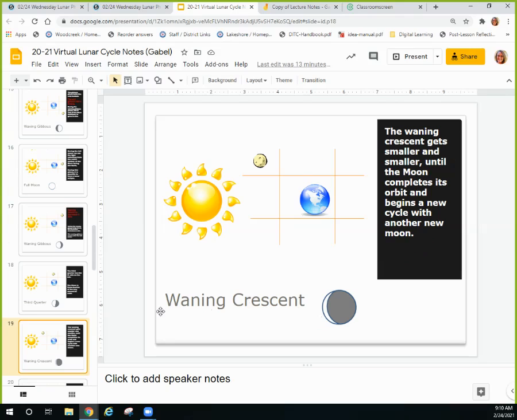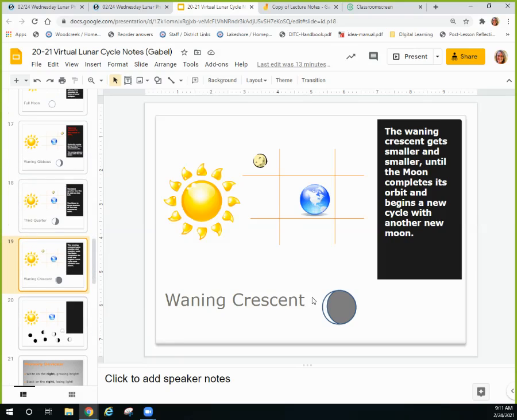Then finally, we're at our waning crescent. We've almost lost all the light. And what that really means is that from the position of the moon and Earth, we can only see a little bit of light reflected from the sun. The sun's still reflecting a bunch of light on the moon, but from our position on Earth, we cannot see it. And then as it continues to revolve around Earth and comes between the sun and the Earth again, we will see our new moon.